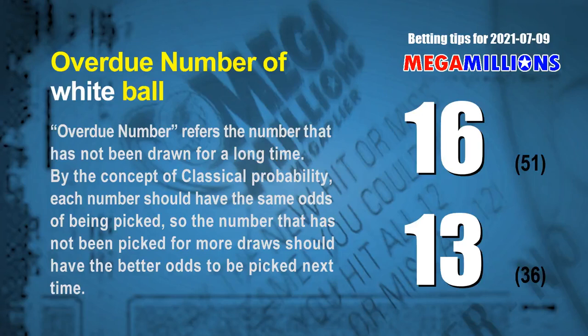The final information for you is overdue numbers. An overdue number refers to a number that has not been drawn for a long time. Also, by the concept of classical probability, each number should have the same odds of being picked, so a number that has not been picked for more draws should have better odds to be picked next time. After counting hundreds of results before, we found out the two most overdue white balls are 16 and 13. White ball 16 has not been drawn for 51 times. White ball 13 has not been drawn for 36 times.